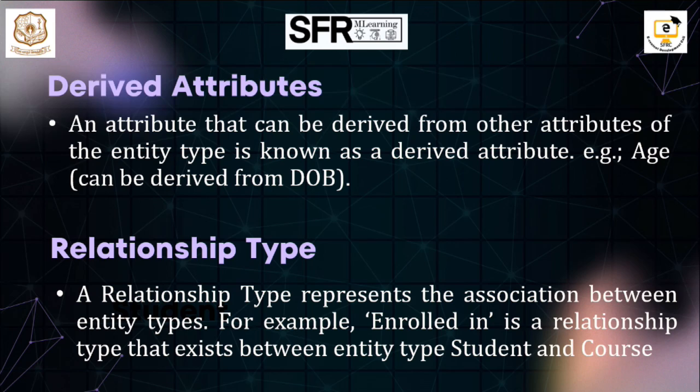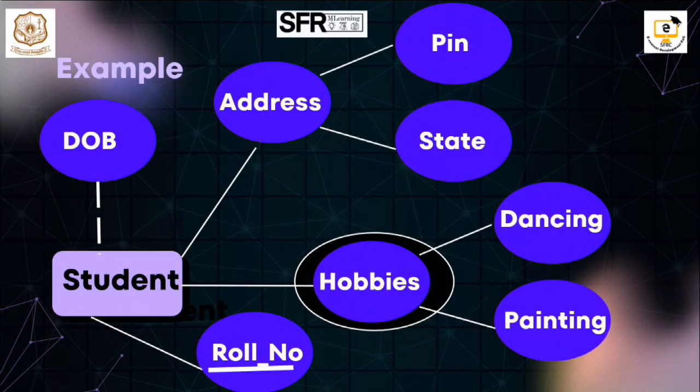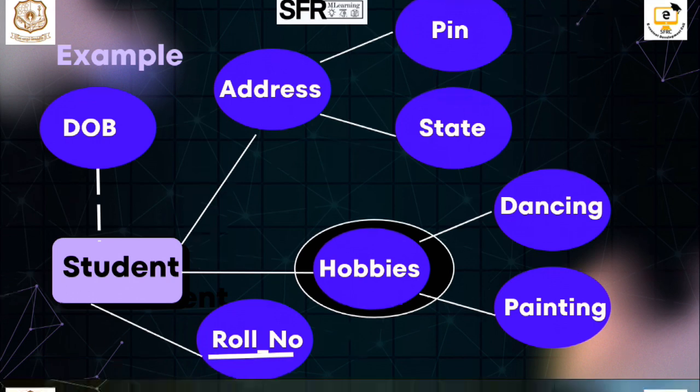Next, relationship type. A relationship type represents the association between entity types. For example, enrolled in is a relationship type that exists between entity type student and course. This is an example for ER diagram. Here rectangle shape represents entity set, ellipse represent attributes, lines represent link attribute to entity set and entity set to relationship set. Double ellipse represent multi-valued attributes and dashed ellipse represent derived attributes.